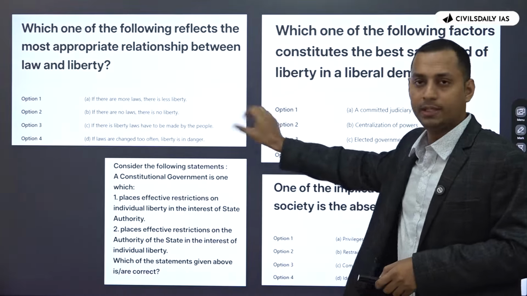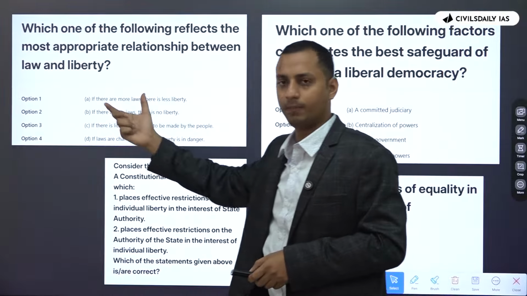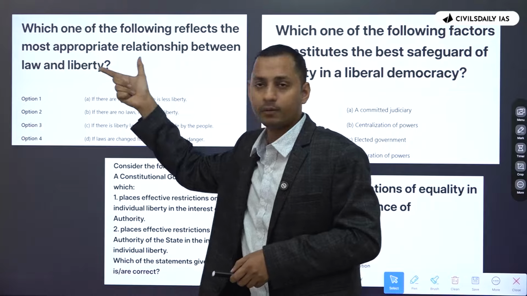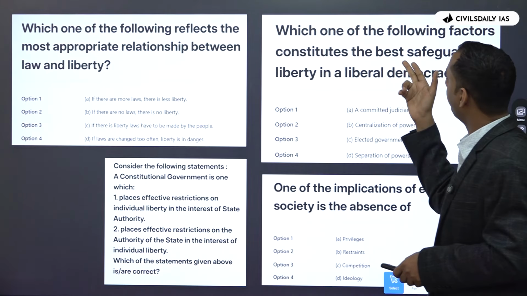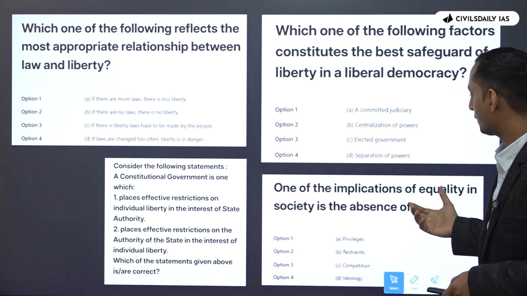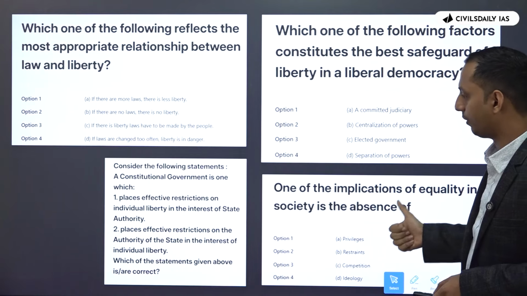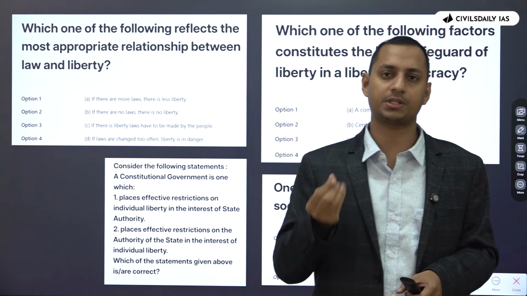Let's say, for example, in this question as well, you can see here, UPSC has asked about the difference between law and liberty. If you don't clearly know what liberty is, you won't get this question. Which one of the following factors constitutes the best safeguard of liberty? One of the implications of equality in society is the absence of what? So these are questions from the preamble. These are very conceptual questions from the preamble.